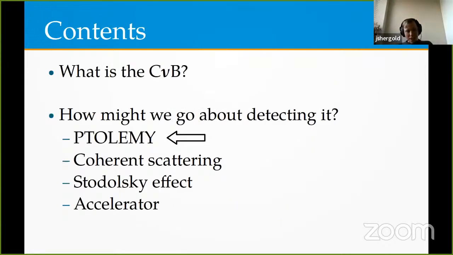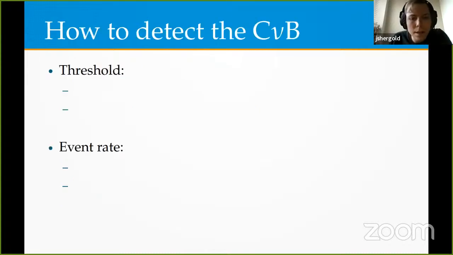So the question is, how do we actually go about seeing the CNUB? We can't use techniques that we use for other neutrinos. We have to completely rethink things. Okay, so very briefly, we have 2 issues, right? 2 issues we've identified so far. The first one is the threshold. You need to get the relic neutrinos to interact in the first place.